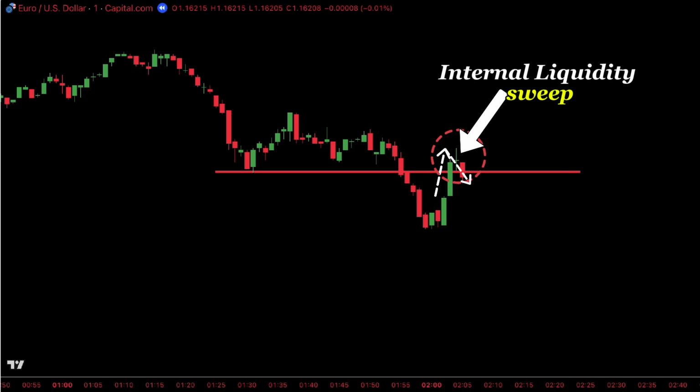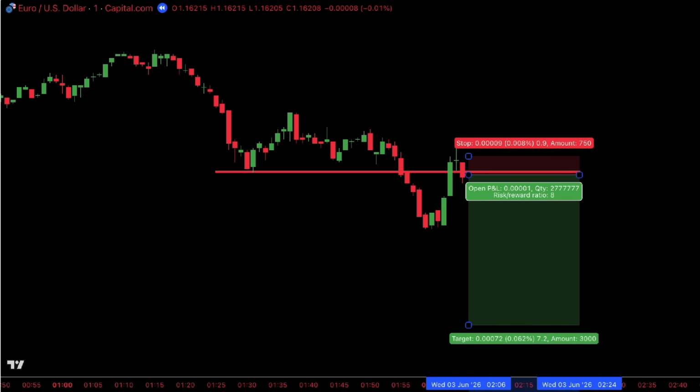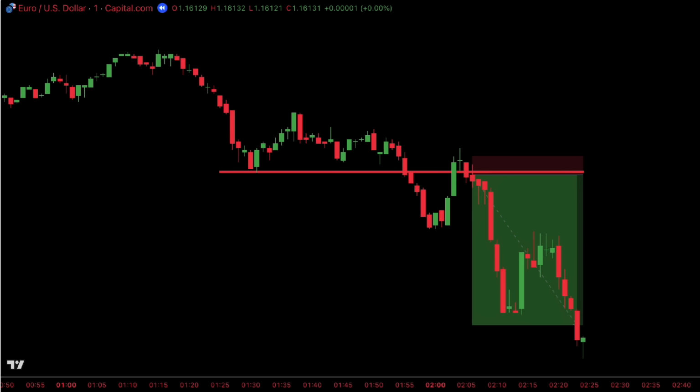Now let's place the trade. You enter at the close of the candle that closes below the level. Your stop loss goes above the highest point of the liquidity sweep, and your target is the next major support level. Look at what happened next. As you can see, the market continued lower and eventually reached the target, providing an excellent risk-to-reward ratio.